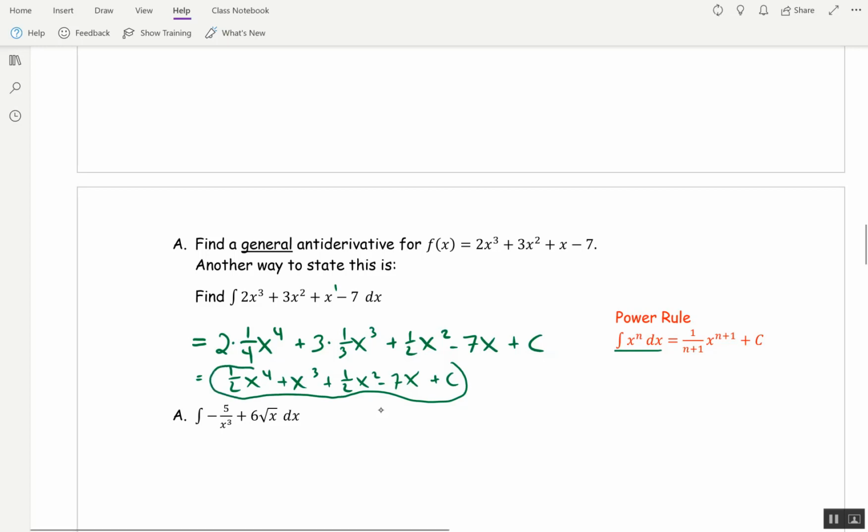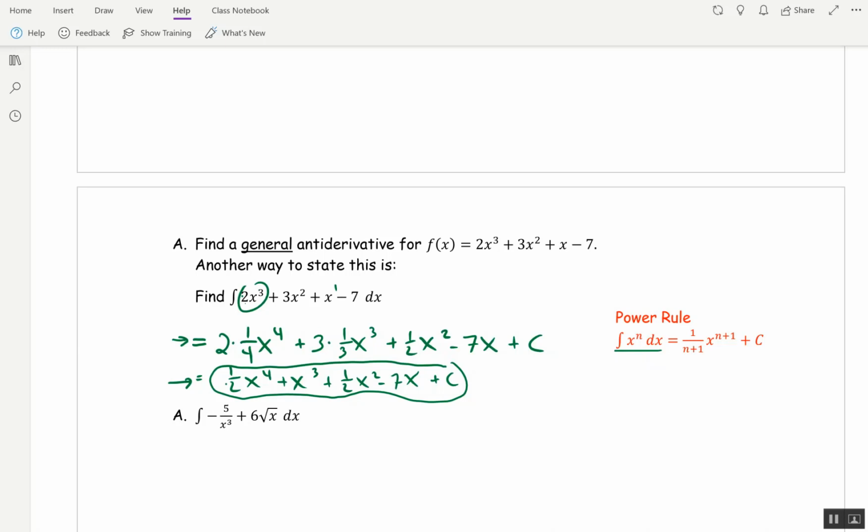Now in reality, when you do this, you're going to do the whole thing in your head and you're going to go straight to that answer. Because you're going to look at this and say, okay, 2 times a 4th is 1/2. So you don't have to do this intermediate step. I'm doing that so you can see how I got my answer.